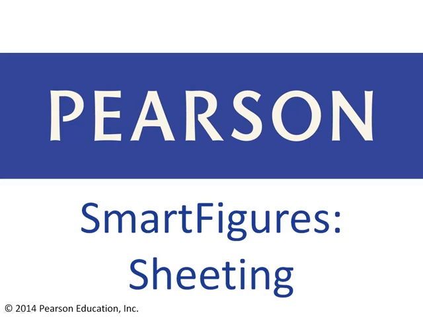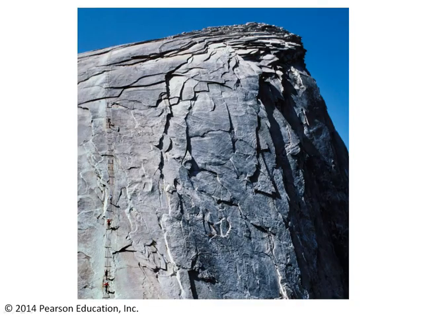In this video, we're going to take a look at the phenomenon of sheeting and discover how it forms and what its consequences are. So let's begin our discussion by taking a look at the iconic landmark called Half Dome. This is in Yosemite National Park in California.